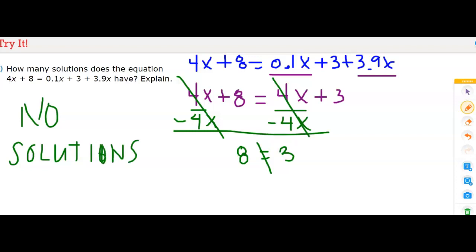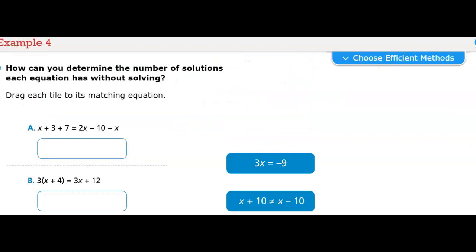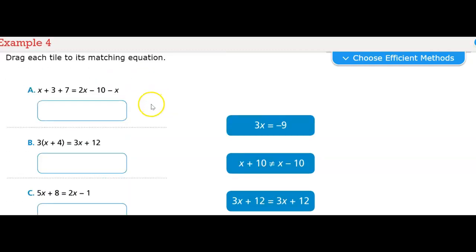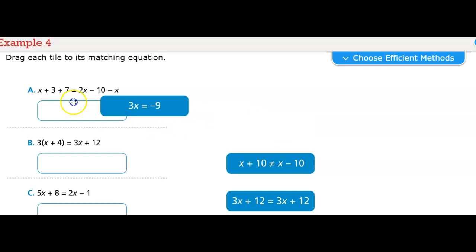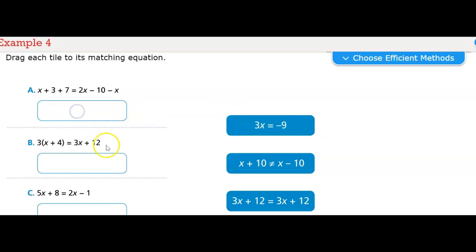How can you determine the number of solutions each equation has without solving? All right, so we're going to drag each tile to its matching equation. So let's see. All right, so we have 3 times x is equal to -9. Let's see. We can just add it with it.